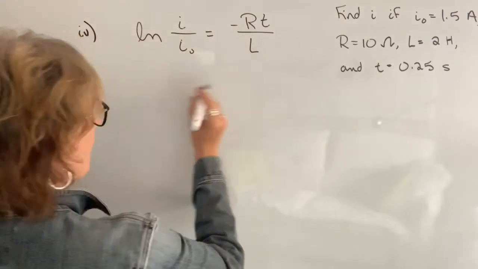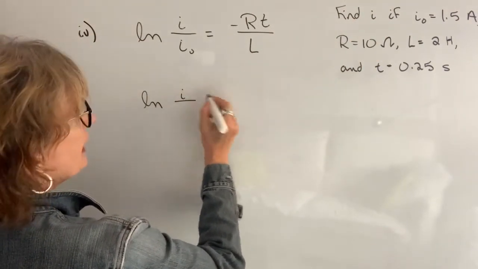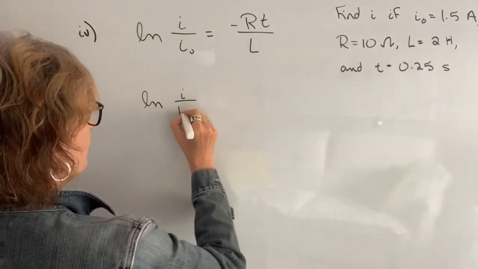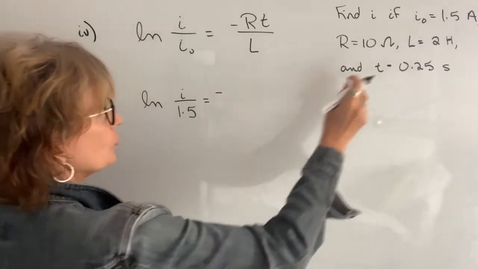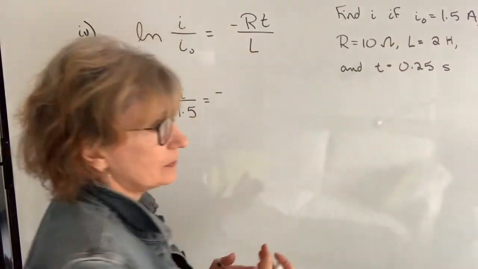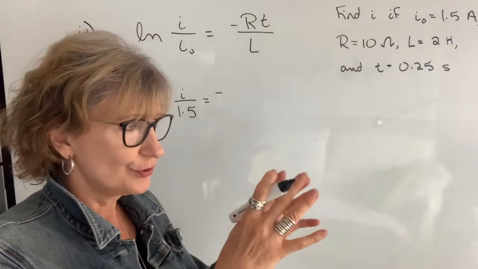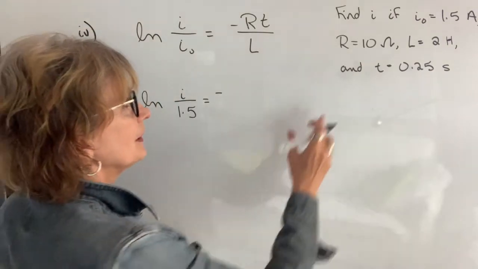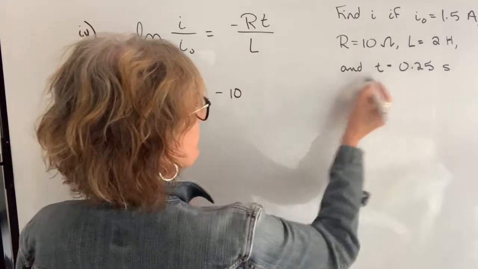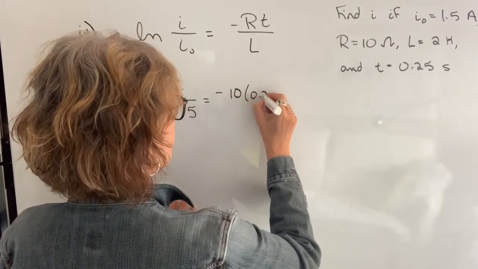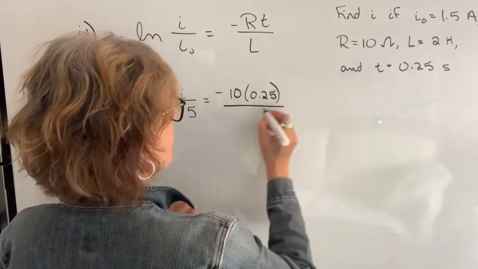We don't know I. It says find I if I sub 0 is 1.5 amperes. And don't worry about these units. That's just the units that are used for those types of measurements, but don't get bogged down by those. Resistance is 10 ohms. Time is 0.25 seconds. And inductance is 2 henries.